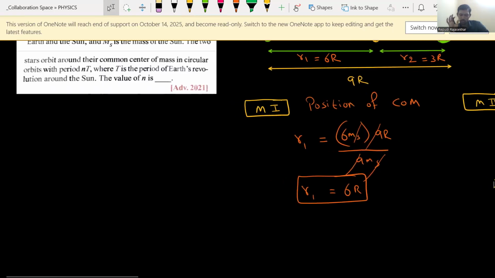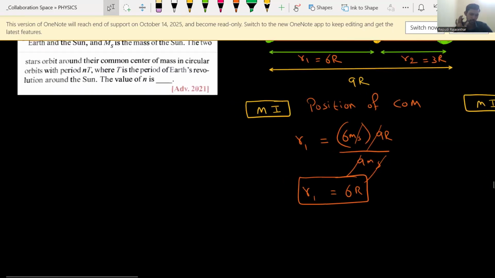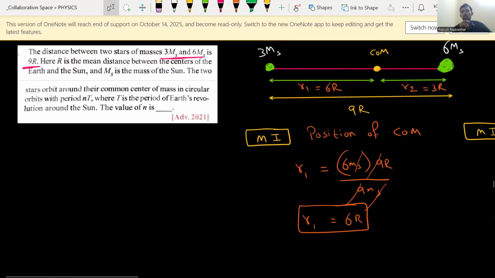Now we got center of mass position, that is fine, but they are not asking again center of mass. If they ask center of mass, answer is over. What they are asking, time period we need to relate. For that, this 3 ms is revolving, right? 3 ms is revolving around center of mass.